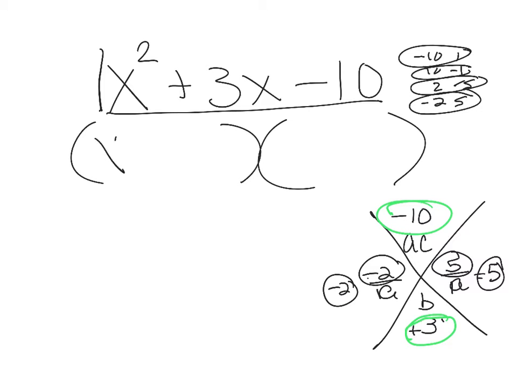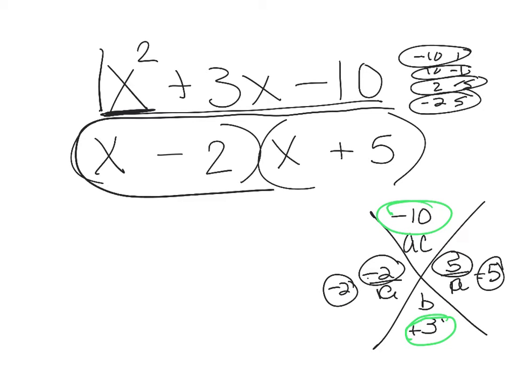So we put our x at the front of the binomials, so that's how we're going to get x squared. And then we're going to put our factors, negative 2 and positive 5. So that's just a review on factoring. And what we're going to do today is take these factors and find the solution.